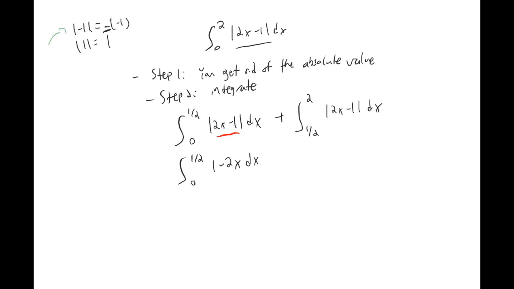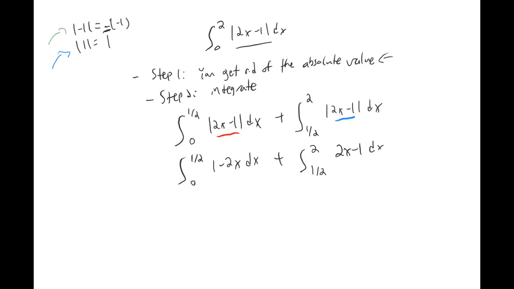So now that's how you get rid of the absolute value: you figure out where it's positive, negative. Same thing here. From 1/2 to 2, is 2x minus 1 positive or negative? So what does absolute value do to positive things? It does nothing to it. Good, and then I trust you can all do this. Without the absolute value, this becomes easy.